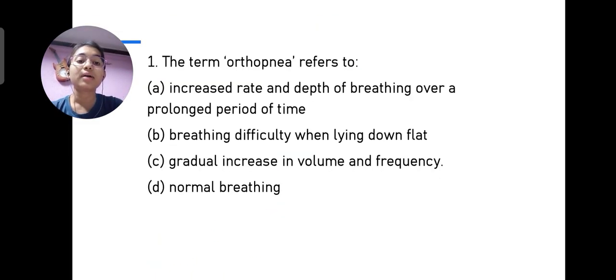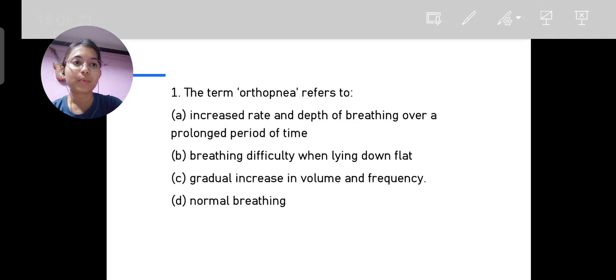Now there is the first question. What does the term orthopnea refer to? Option A, increased rate and depth of breathing over a prolonged period of time. Option B, breathing difficulty when lying down flat. Option C, gradual increase in the volume and frequency. Option D, normal breathing. So what is the right answer?